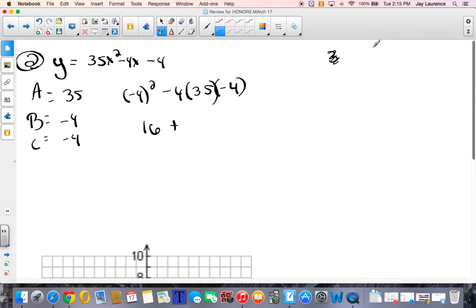Let me see, let me just do it this way. 35 doubled is 70. Doubled again is 140. Doubling that, I get 280. And doubling that, I get 560.